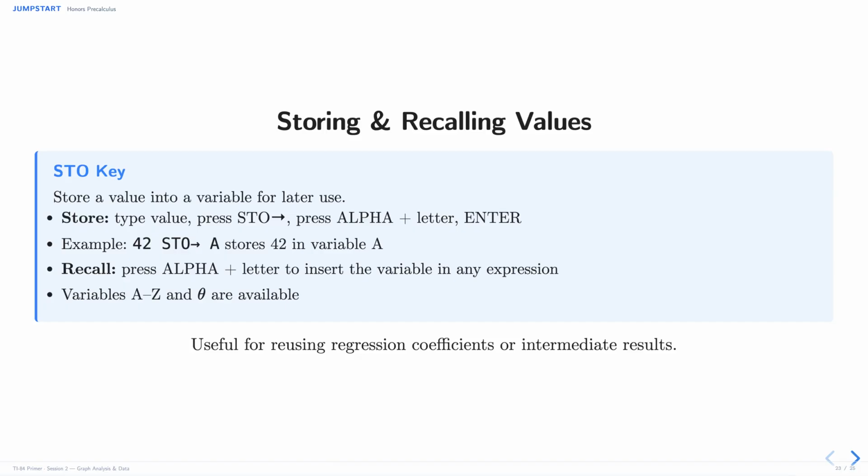Now let's discuss storing and recalling values using the STO key. You can store a value into a variable for later use by typing the value, pressing the STO button, then alpha followed by the letter you want to use, and pressing Enter. For example, to store the number 42 in variable a, you would type 42, press STO, then alpha a, and Enter. You can recall this variable in any expression simply by pressing alpha and the letter.